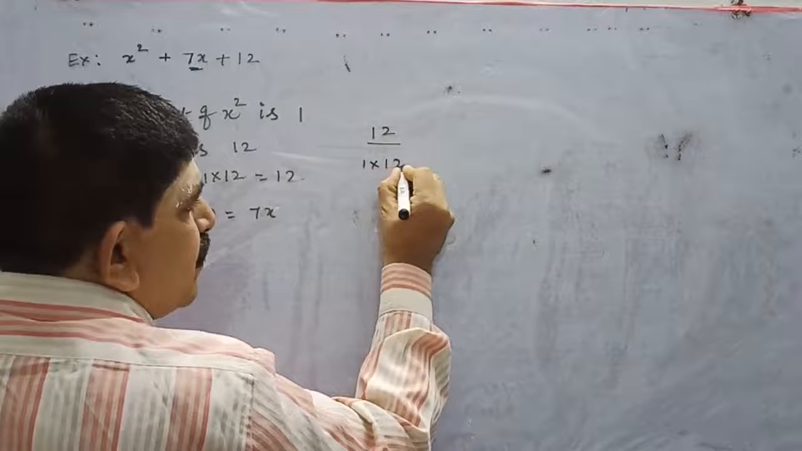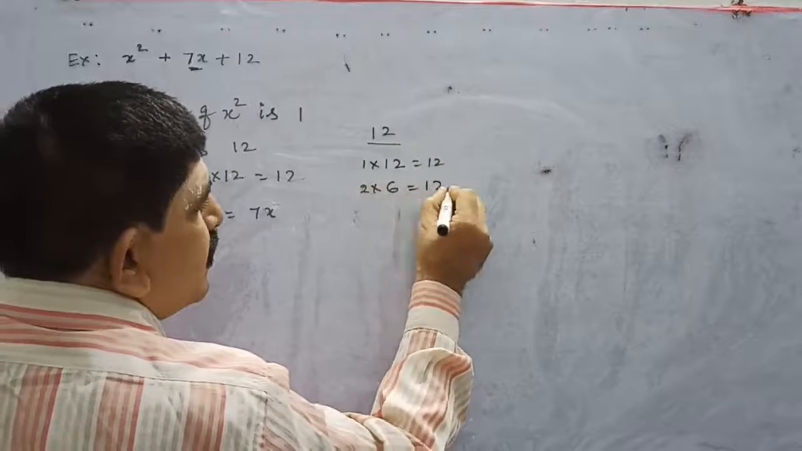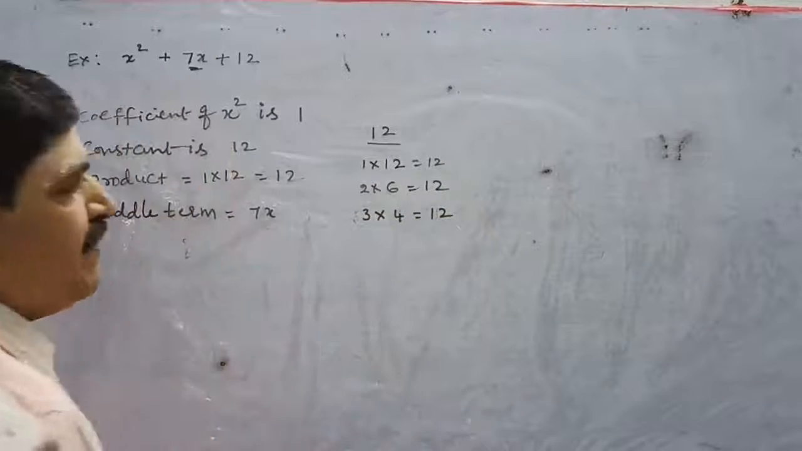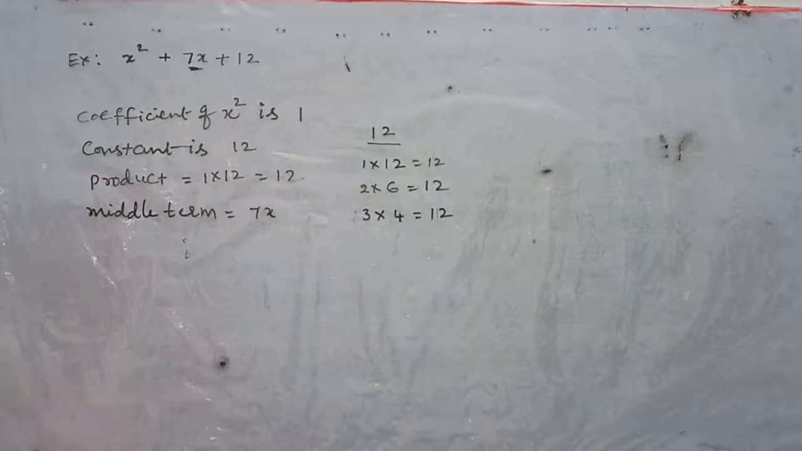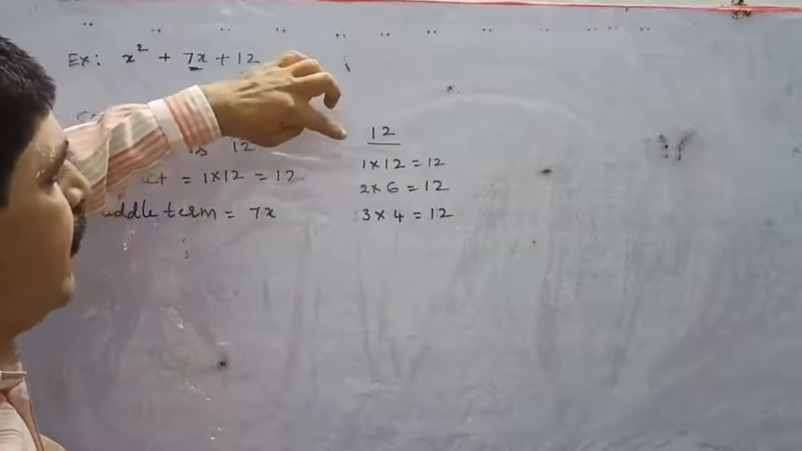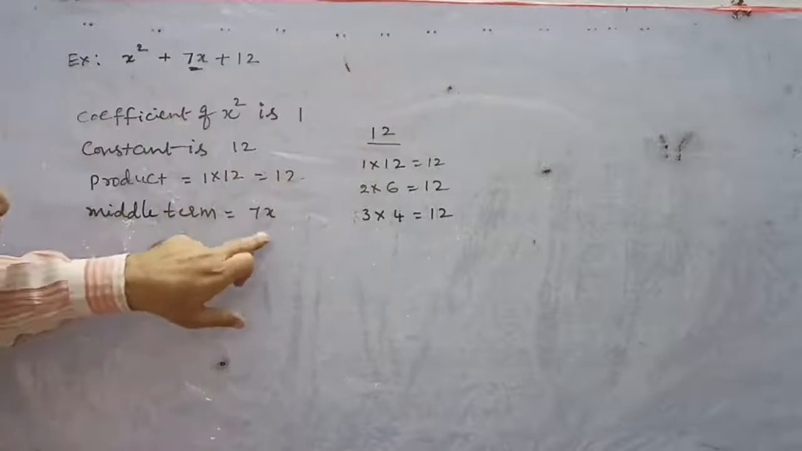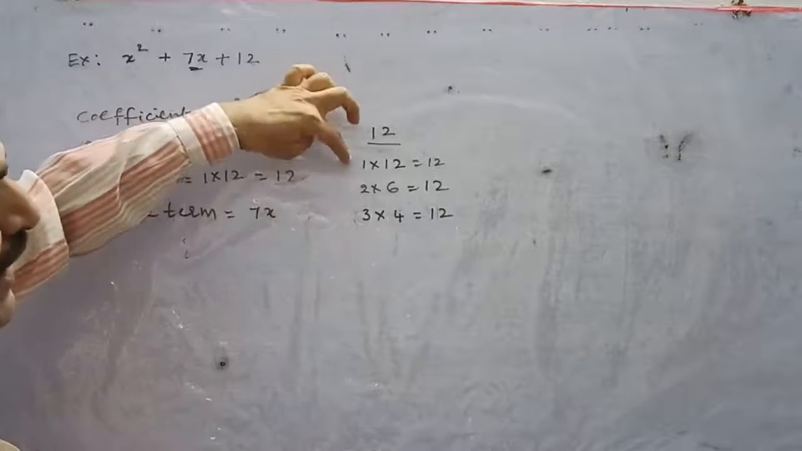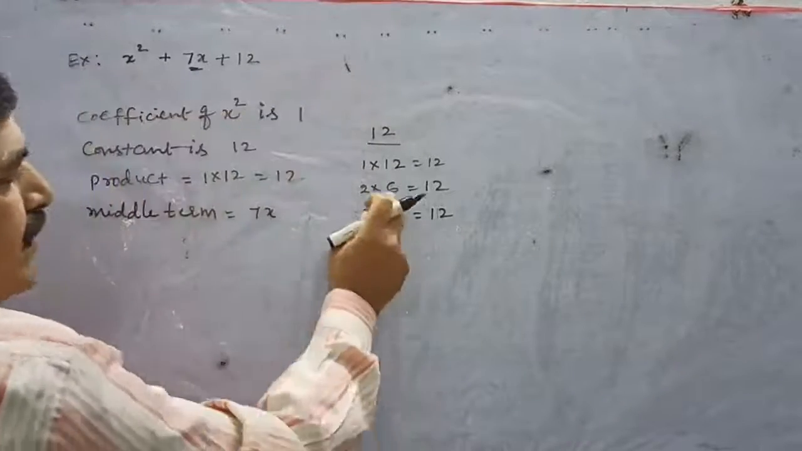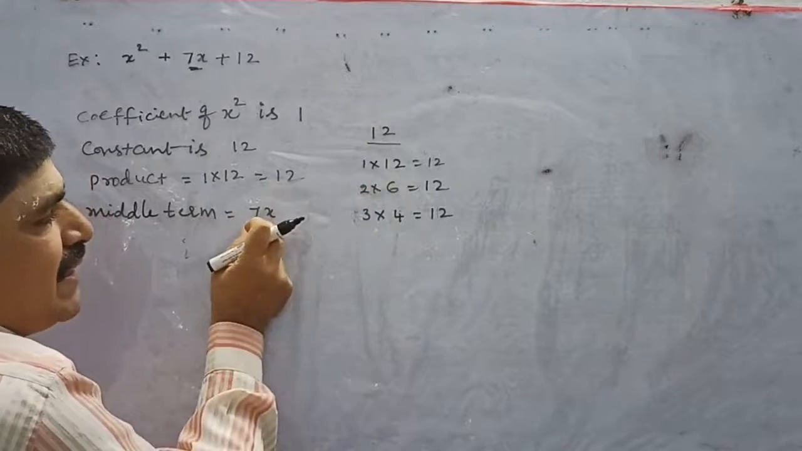1 into 12 is 12. 2 into 6 is 12. 3 into 4 is 12. No other factors except these three, right? Now, the condition. What is the condition? Either addition or subtraction of two factors, we must get the middle term.